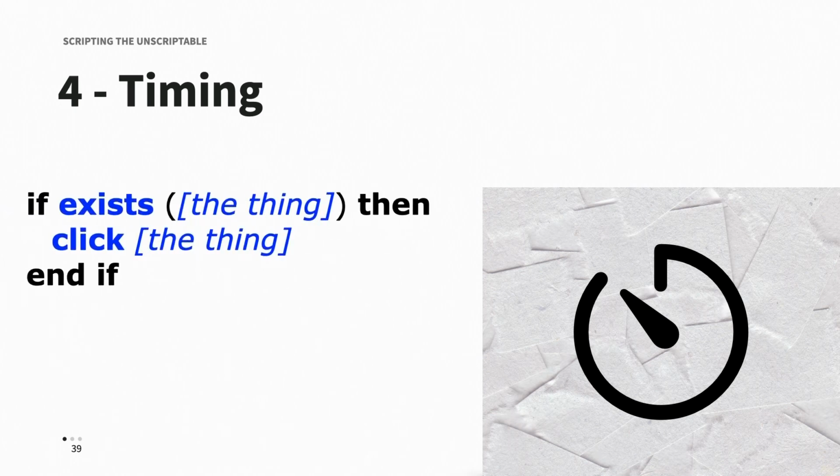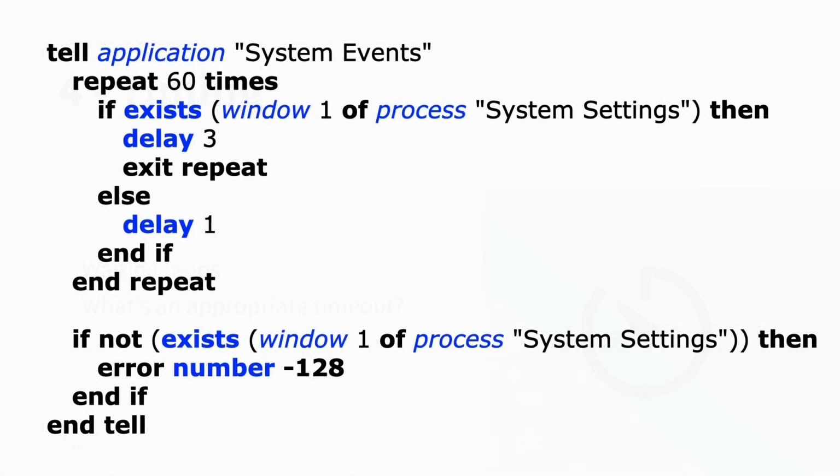Okay? What does this actually look like in practice, and something that's a little bit more usable? We're going to start dealing with our repeat loops. So we are going to repeat 60 times if the System Settings window exists, if there's any window for that app, right?